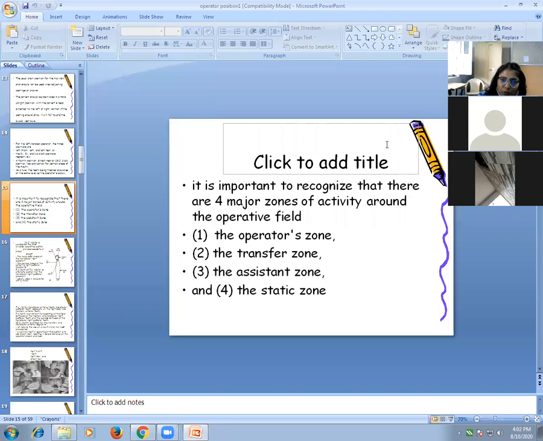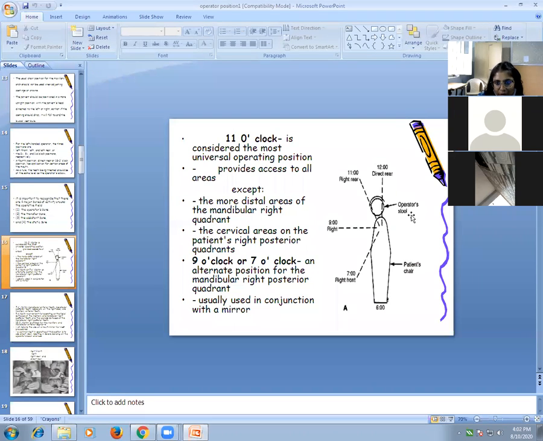Now coming to the zones, there are four major zones of activity around the operative field: the operator zone, the transfer zone, the assistant zone, and the static zone. Now consider this is the operator stool, this is the dental chair. This is the 9 o'clock position, 11 o'clock position, 12 o'clock position, and here it is 1 o'clock, 3 o'clock, and 5 o'clock for left-handed operators. 7, 9, 11, 12.